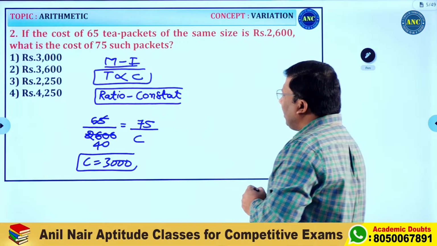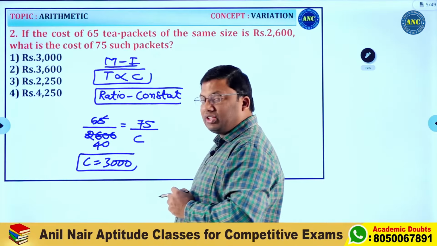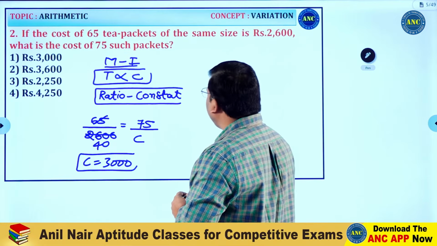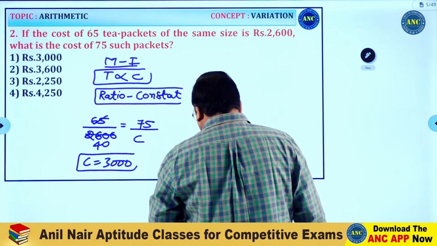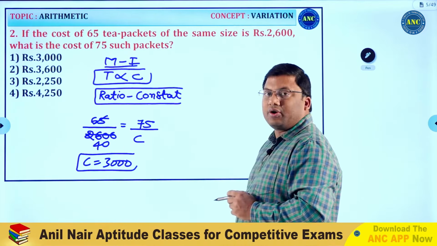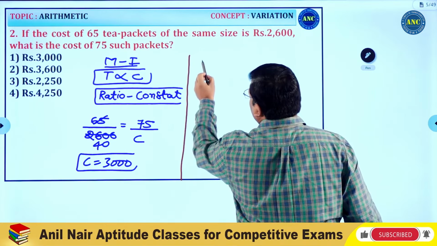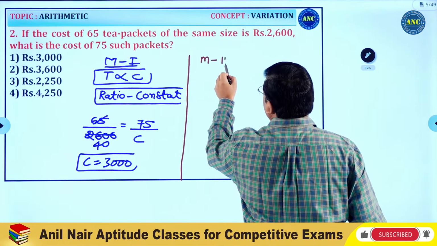The size of the tea packet and the cost of the tea packet both will be the same ratio. So tea packet size and cost are directly proportional to each other. Ratio is constant. 65 by 2600 is 75 by how much? I hope the idea is very much clear. Method 1. Method 2. Listen carefully.